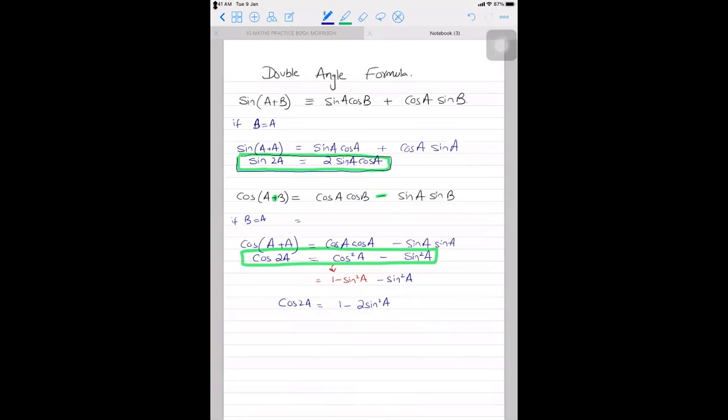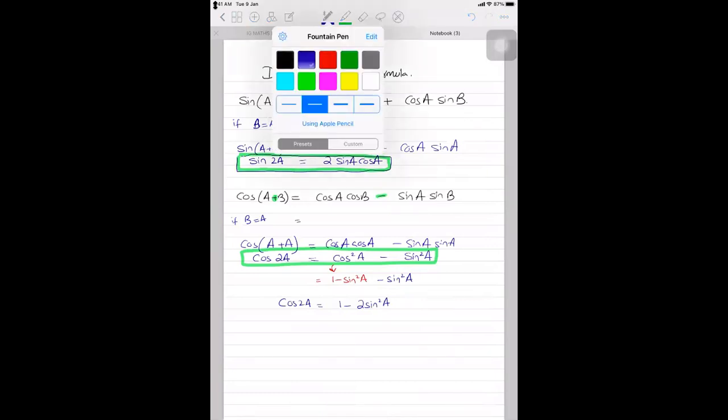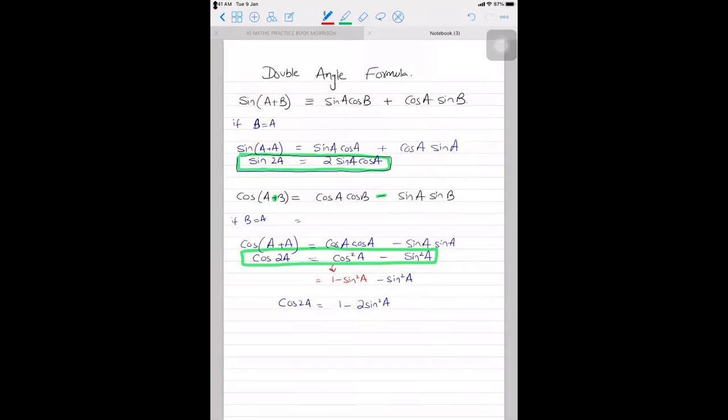And the other way of expressing this is to replace sin square a. So if I replace sin square a with 1 minus cos square a, then cos 2a is going to be equal to cos square a minus 1 minus cos square a, which is going to be 2 cos square a minus 1. So there are three ways of writing cos 2a. Now it is always going to depend on the question which form you would want to prefer.